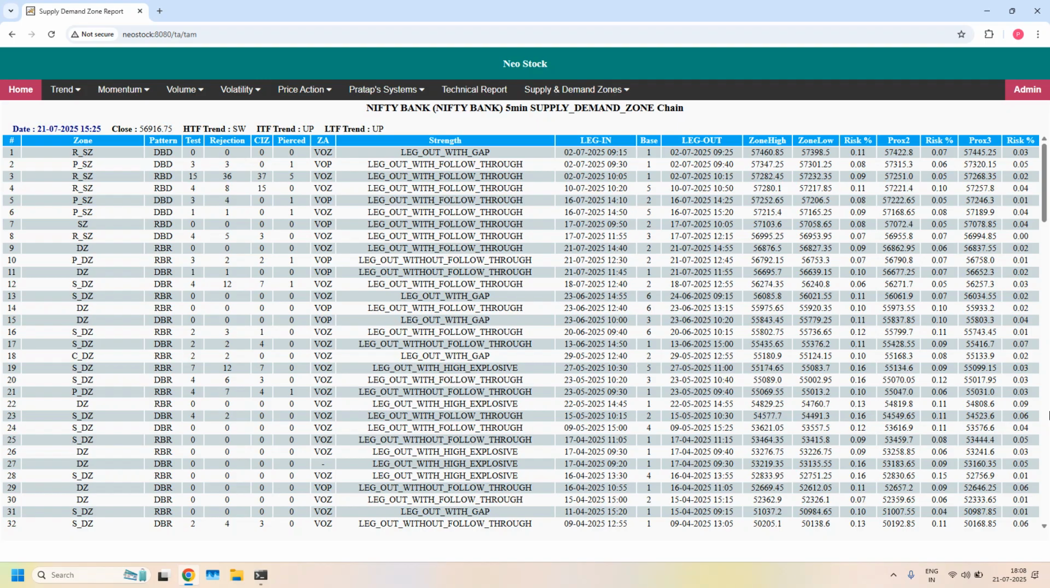So this is about Bank Nifty supply demand zone chain reports. So we have completed both Nifty and Bank Nifty supply demand zone chain generation. Next, I will generate sideways, bullish and bearish trade setups for monthly, weekly, daily and hourly income trades.